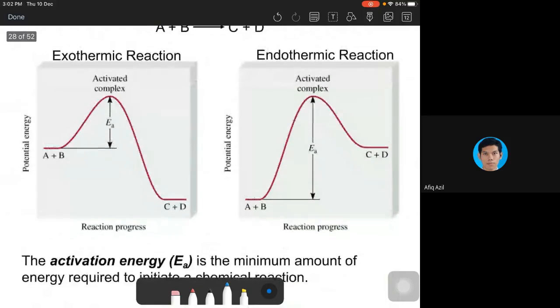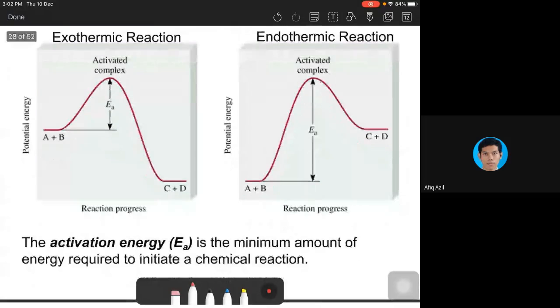In an exothermic reaction, if you look over here, normally the energy level of the product will be lower compared to the reactant, while for an endothermic reaction, the energy level of the product is higher because it absorbs energy. So this one absorbs energy, while for exothermic, it releases energy.